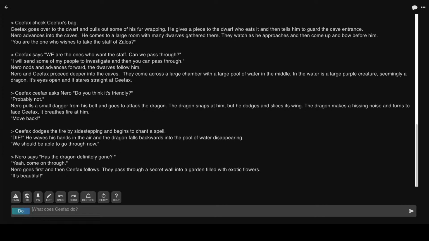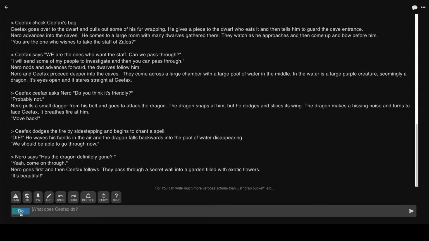Oh, okay, interesting. We're in a nice garden. So Nero says, "Has the dragon definitely gone?" "Yeah, come on through," says Ceefax, I presume. Nero goes first, and then Ceefax follows. They pass through a secret wall into a garden filled with exotic flowers. "It's beautiful, I'm guessing," says Nero.